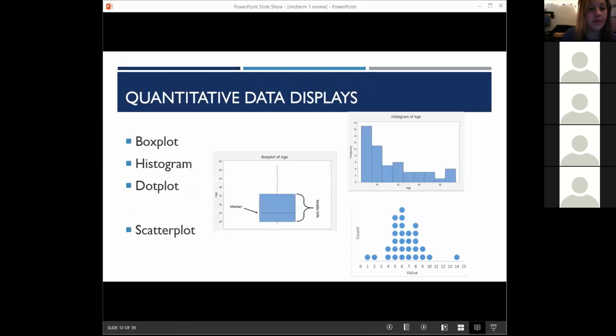Okay, so these are different ways that we can display these quantitative variables. After you decide that you have a quantitative variable, you can either display it in a box plot, a histogram, a dot plot, or a scatter plot. So we'll talk about the first 3 here.